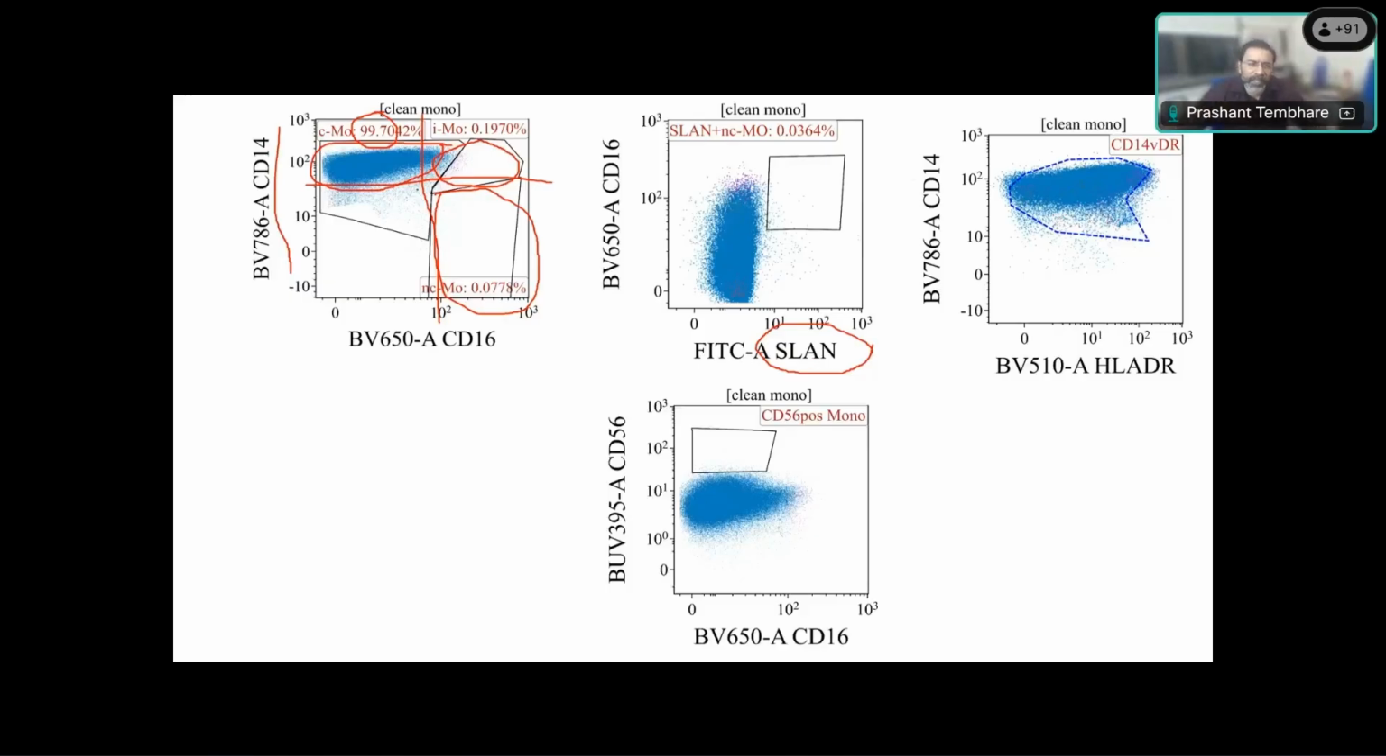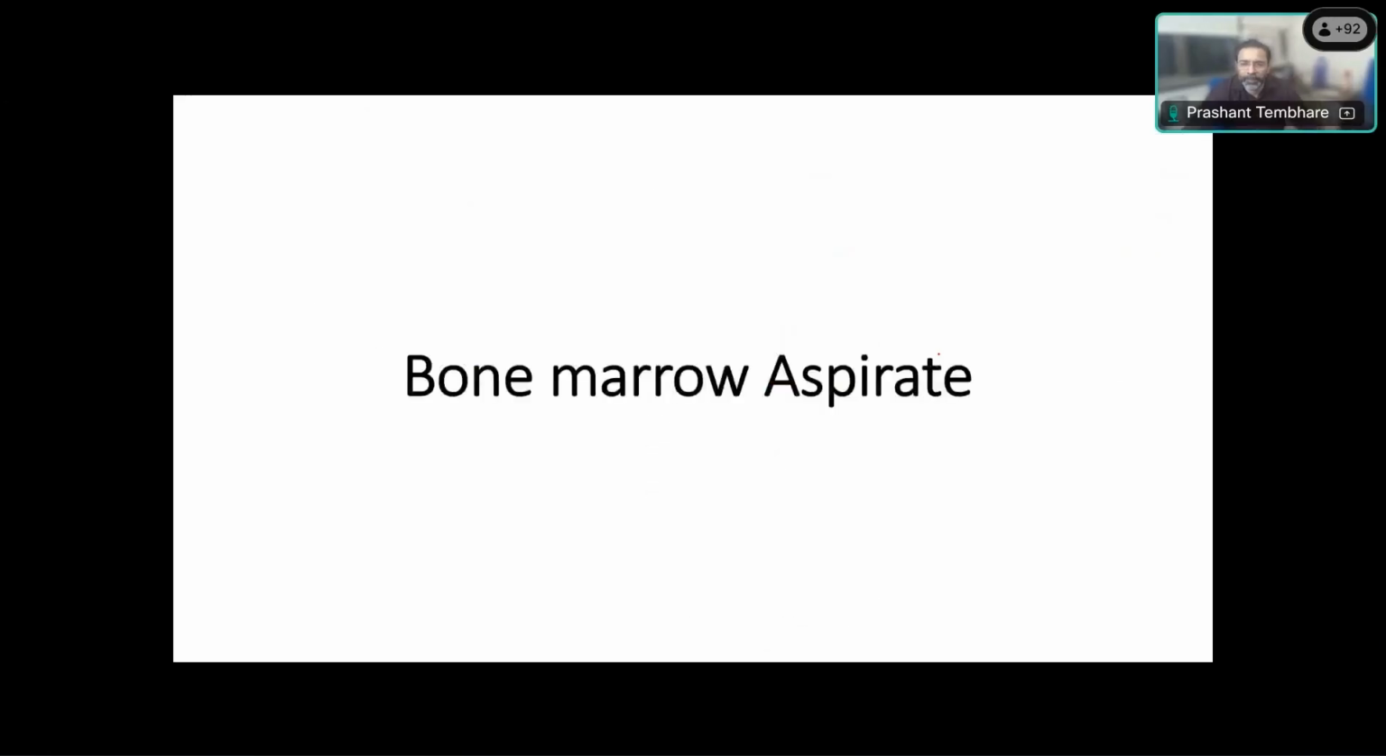So in this case, you can see hardly any SLAN positive, CD16 positive monocytes, less than 0.03%. That means clearly absence of SLAN positive cells, which confirms the absence of non-classical monocytes based on CD16, as well as CD16 CD14, as well as your SLAN expression. Okay, so this is the aberrancy, that is absence of non-classical monocytes, indicating a restricted classical monocyte pattern.